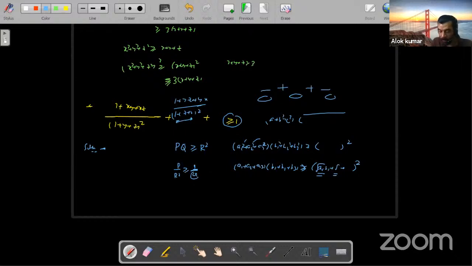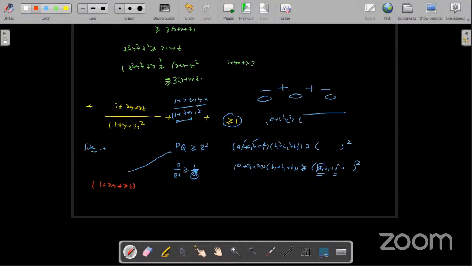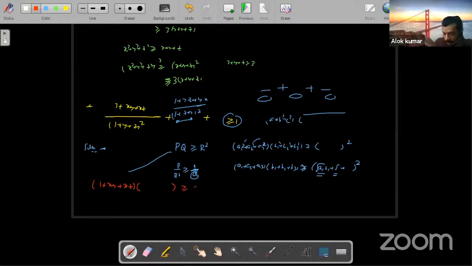So what common denominator do I want? So I write like this. So now I start here. P is anyway fixed. I cannot do anything. So that is 1 plus XY plus XG, times, and this is greater than or equal to, your 1 plus Y plus G whole square.